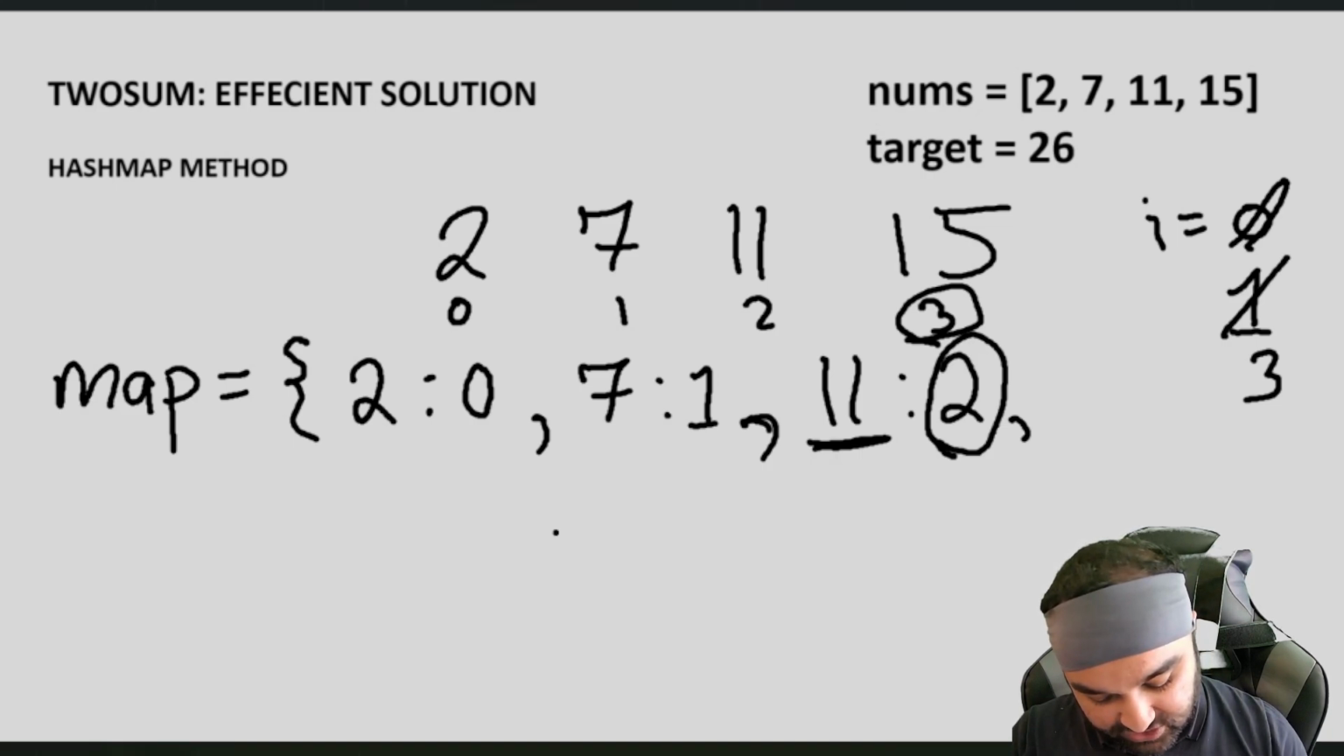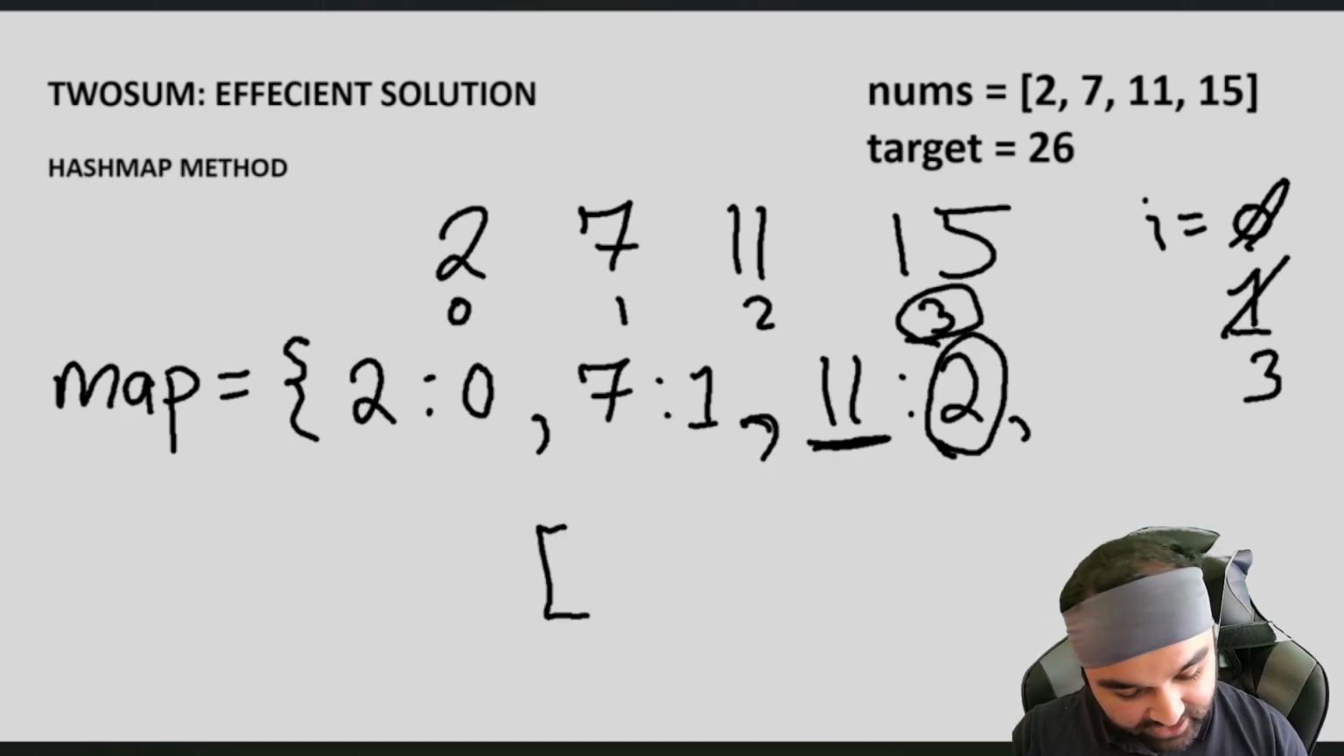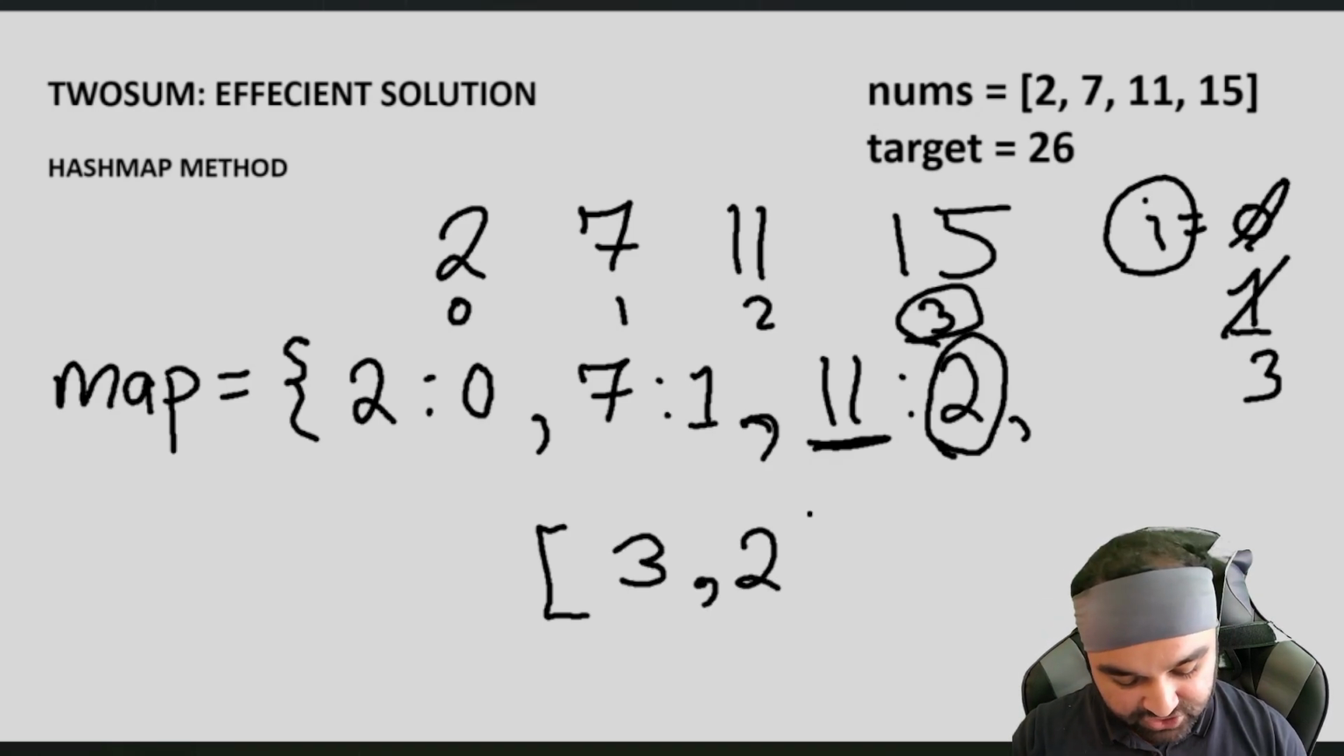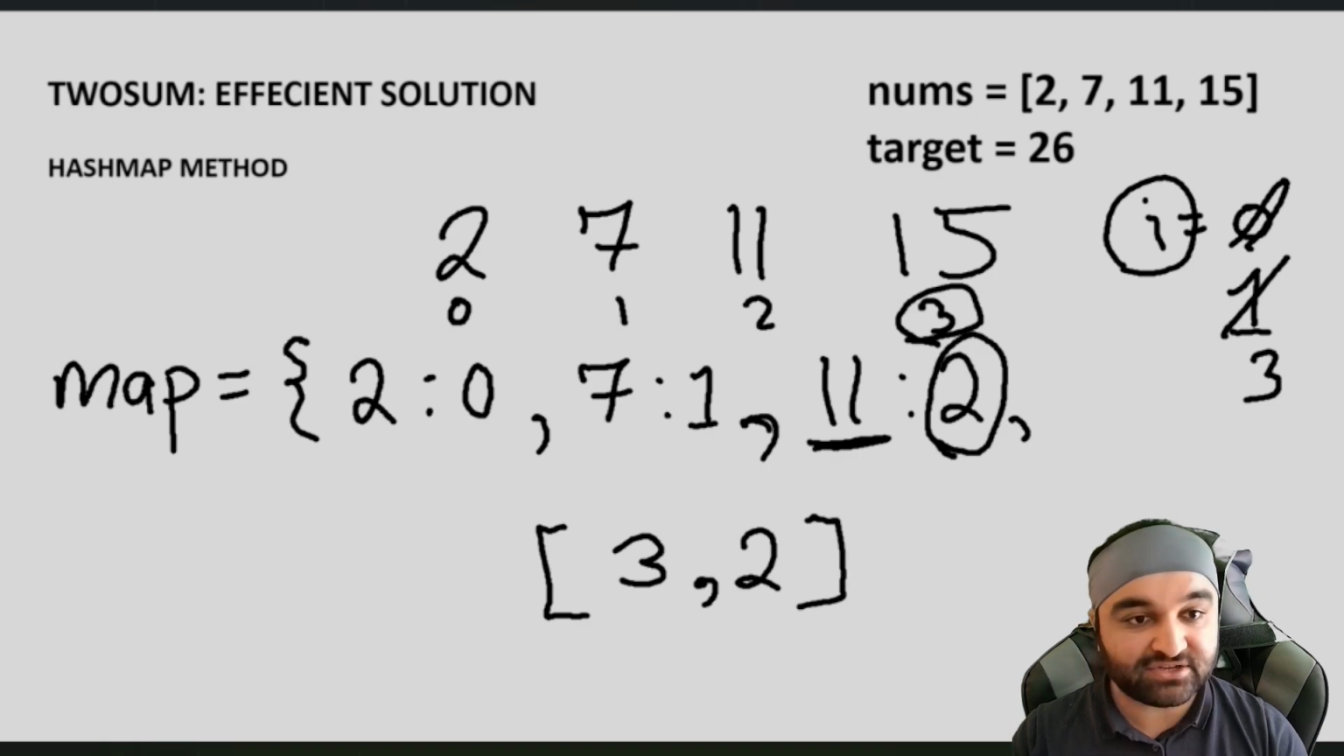So we can just return an integer array of 2 values with whatever i is currently at and with whatever the complement's value was at, which is 2. So we'll have 3 and 2. I'm pretty sure the question said it could be in any order, so order does not matter. And so that is the correct answer for our more efficient solution. So let's go ahead and code that up.